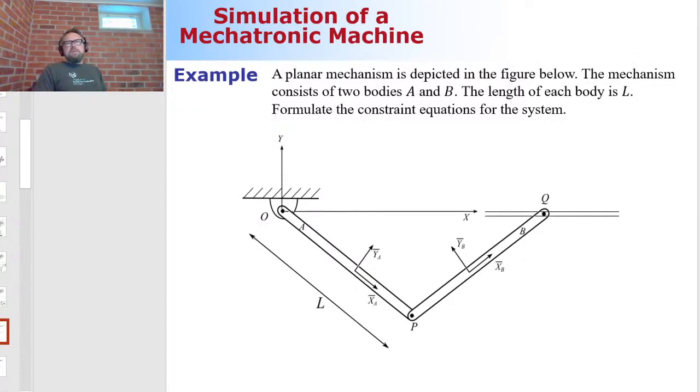Okay, so let's practice a little bit more. Let's create the constraint equation for this system, which this time consists of two moving bodies. I have one revolute joint here, another revolute joint here, and this free end is not really free, but it is constrained by a primitive joint. So point Q is constrained by a primitive joint. Two bodies, two revolute joints, one primitive joint.